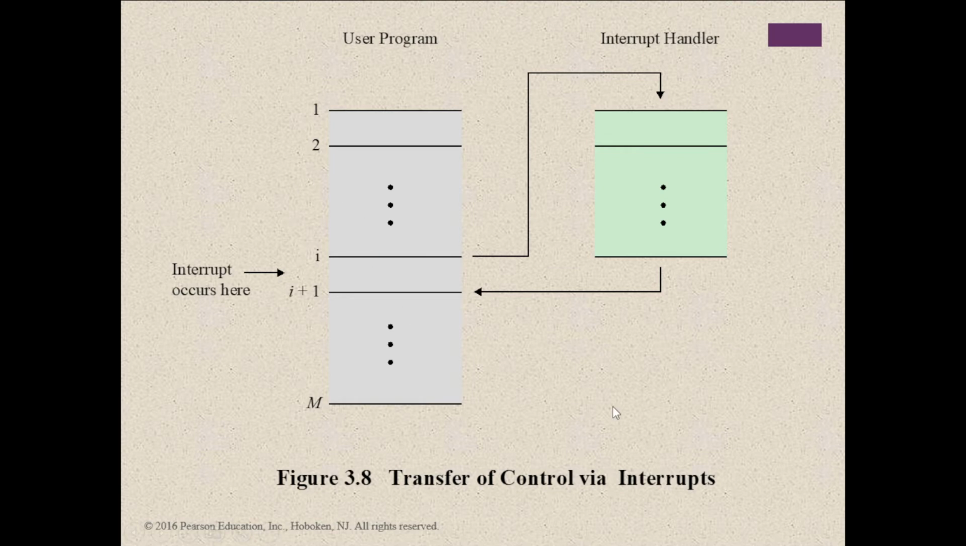To further illustrate, we have the user program and the interrupt handler. The user program is executing its instructions as usual, and then there is an interrupt here, and another set of software needs to be serviced first. So we have this interrupt handler, and after finishing its execution, we return to where the user program stopped, and it continues its execution of instructions.